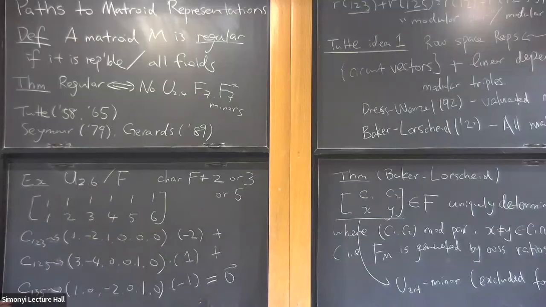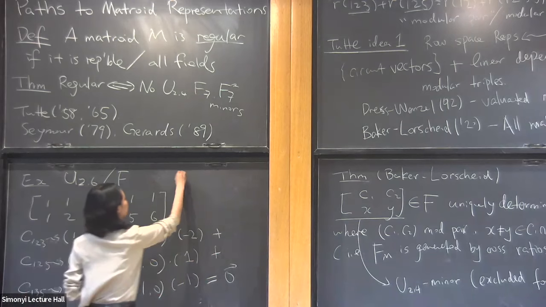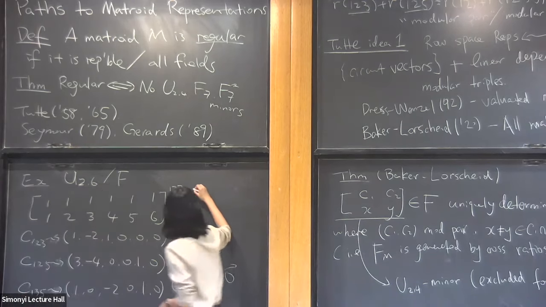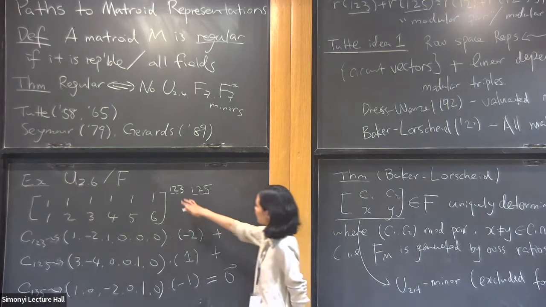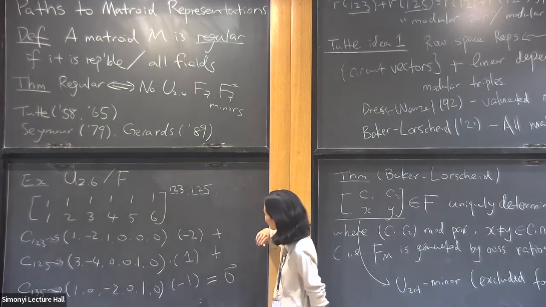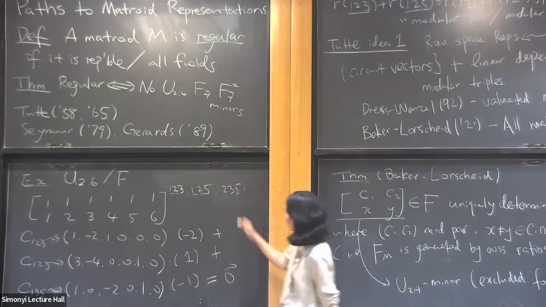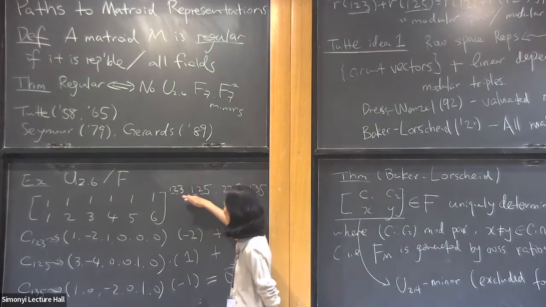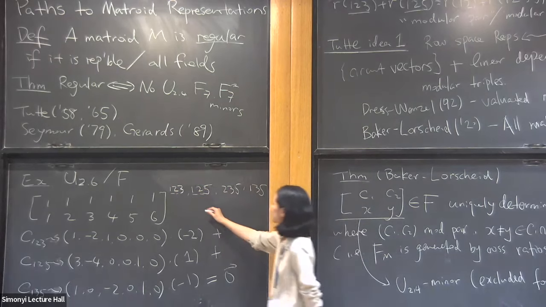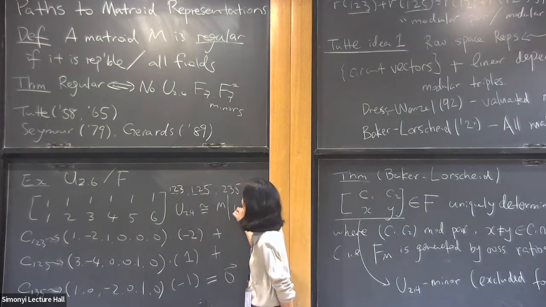This part is easier. Now we have 1, 2, 3 as a circuit and 1, 2, 5 as a circuit. Your elements in common are 1 and 2. By eliminating 1, you get a third circuit, which is 2, 3, 5. By eliminating 2, you get 1, 3, 5. Inside the U24 minor on 1, 2, 3, 5, you have four circuits, and that is already your U24 minor. This is the same thing as M restricted to 1, 2, 3, 5.